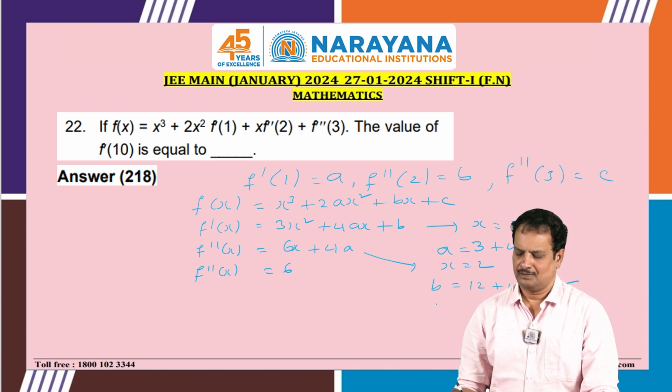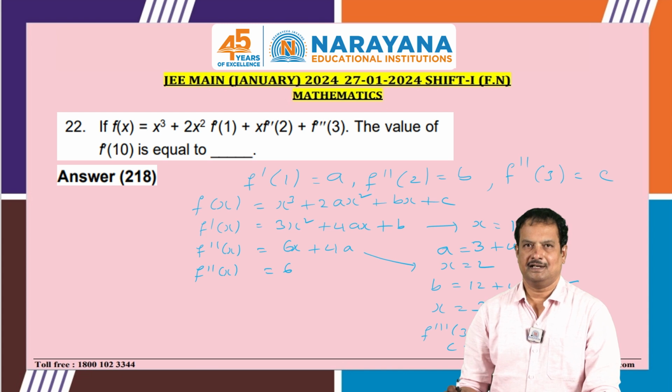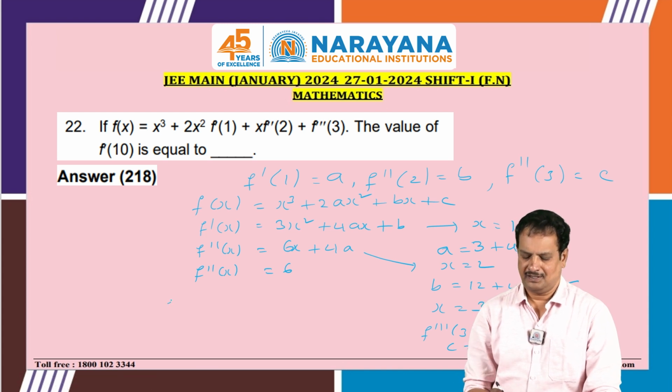Even the third one, put x equal to 3 now. If you put x equal to 3 there, f triple dash 3 equal to what? 6. So that means c equal to 6. Now you'll be getting the ABC values, thereby f of x, which is of course x cube plus 3ax, 2ax square and plus bx plus c. And we got all the values of ABC, thereby you'll be knowing f of x.